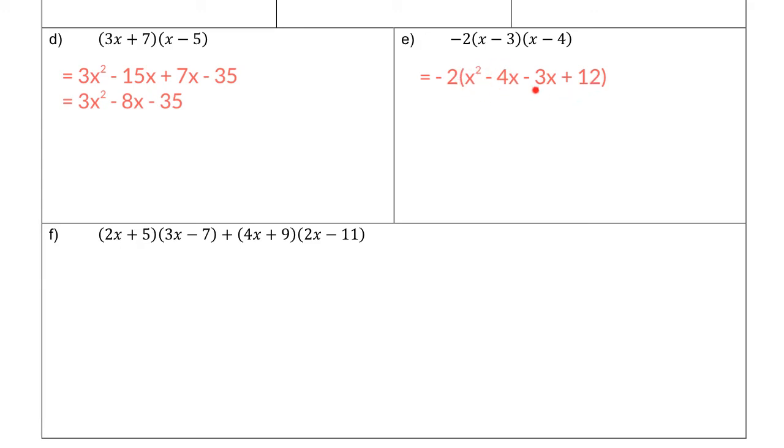I'm going to simplify my middle terms. I'll end up with x squared minus 7x plus 12. And then just multiply everything by the minus 2 in front.